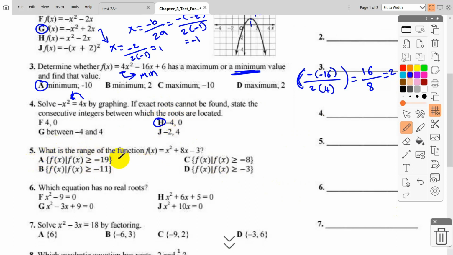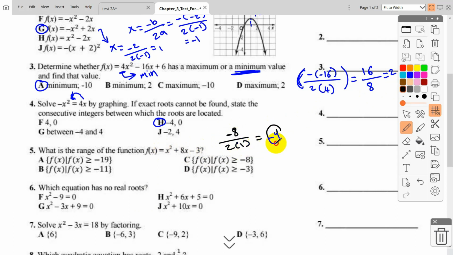Question 5, which is the range of the function f of x equals x squared plus 8x minus 3. In order to find the range, we have to find the y coordinate of the vertex. And in order to find the y coordinate of the vertex, we have to find the x coordinate of the vertex. Remember, the x coordinate is negative b over 2a. Negative b over 2a, b is 8, so negative 8 over 2, a is 1, so negative 8 over 2 is negative 4.